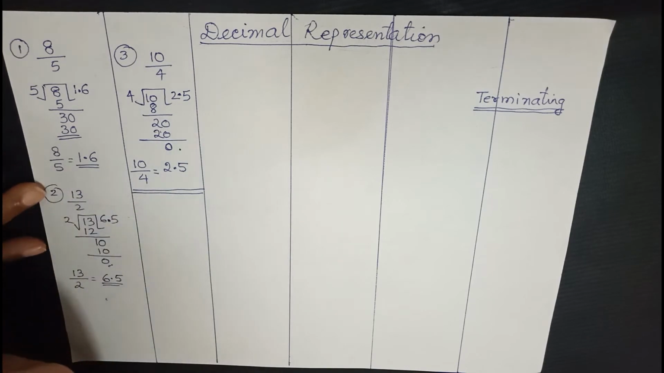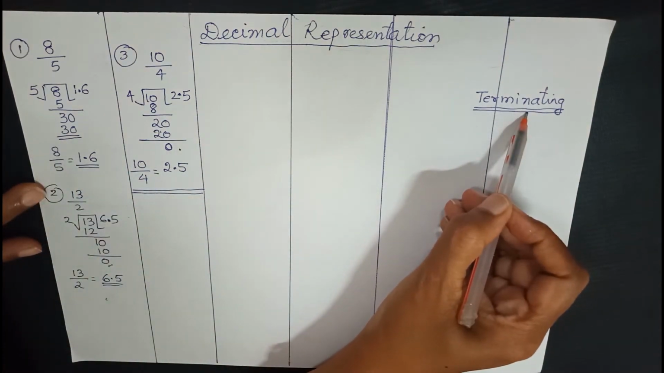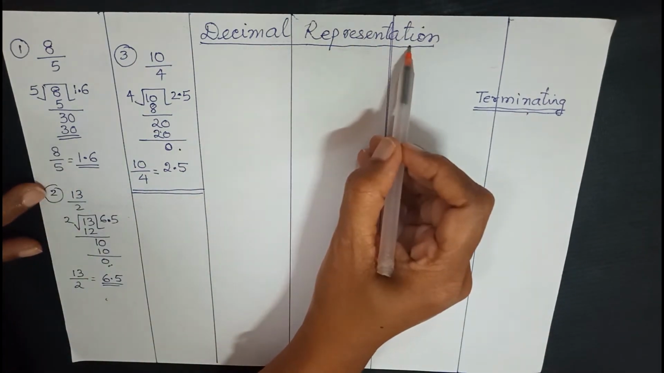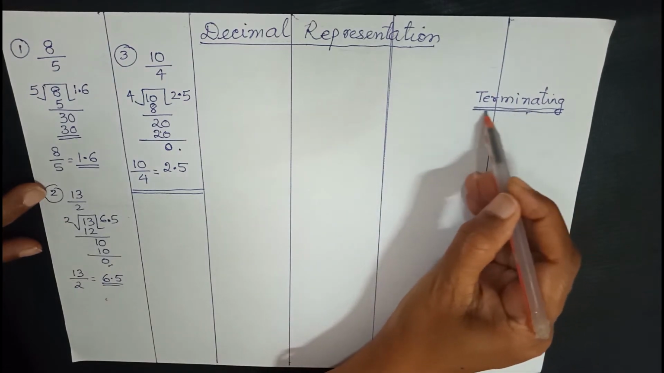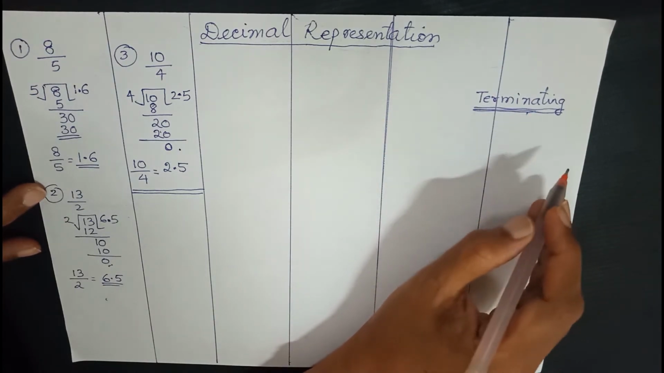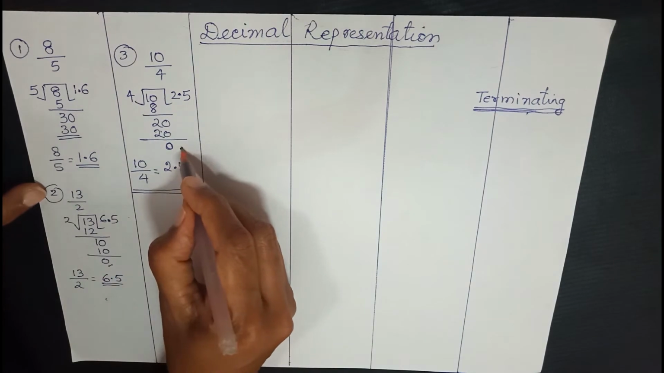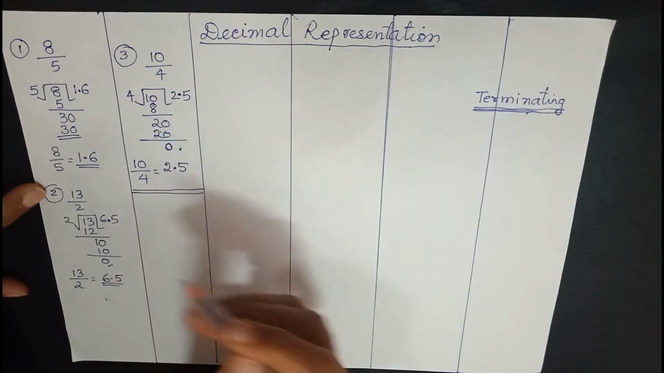So such type of decimal representations are called terminating decimal representation. The meaning of the word terminate is to end, to finish. Our division is finished here. That is why it is called terminating.